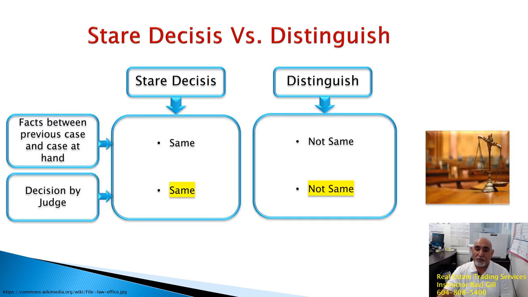Okay, so another little clarification of stare decisis and distinguish. If the facts between the previous case and the case at hand are the same, then the decision by the judge will be the same. If the facts of the previous case and the case at hand are not the same, then the decision by the judge will not be the same, will be different.